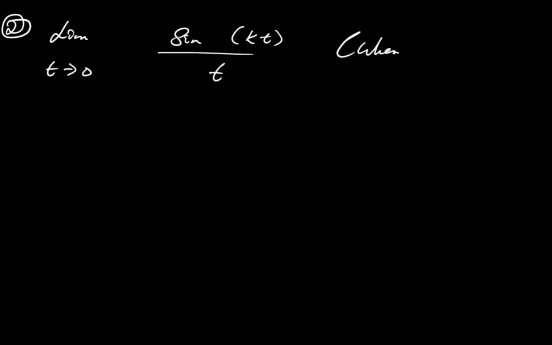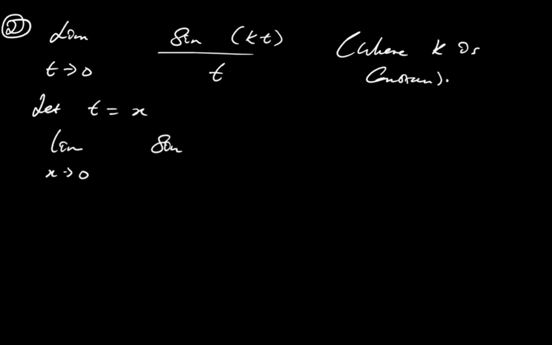Alright, all is clear. So you can pause the video and attempt to do this one. The limit as t approaches 0 of sine of kt over t. Now be mindful that here k is a constant. So now how are you going to do this? The first thing we can do is simply let t equal x. That said, you have the limit as x approaches 0 of sine of kx over x.